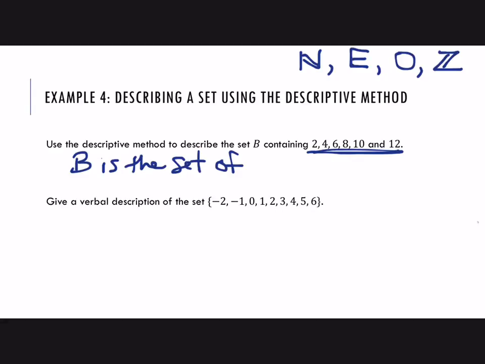So B is the set of even natural numbers, and not all of them, just some of them. So we need to say where this starts and ends. So we could say between 1 and 13, or we could even say from 2 to 12.